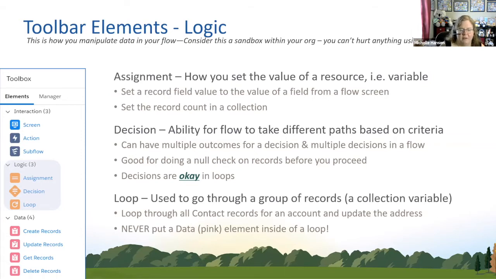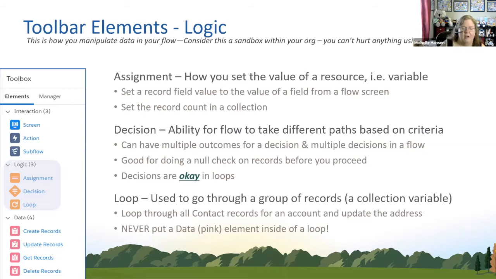A loop we'll talk about in a little bit more detail, but essentially this is how you go through a collection variable, multiple records. So if I were looking for a single account in Canada, I wouldn't need to use a loop. But if I was getting multiple accounts in Canada, let's say I want all of the accounts in Ottawa, then I would have to loop through them one by one to be able to do anything with all of those accounts. So one of the things that I always tell people is never put pink in a loop.